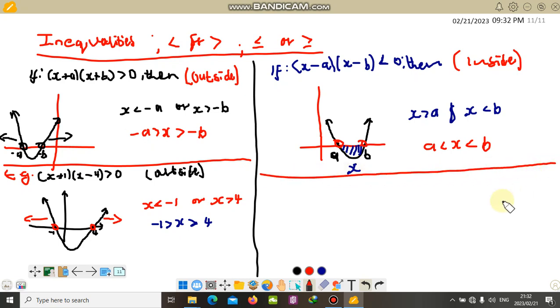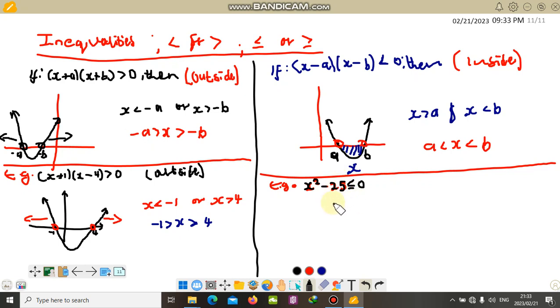And let us look at an example. x squared minus 25 is less or equals to 0.